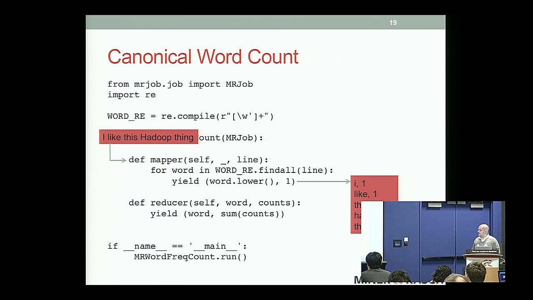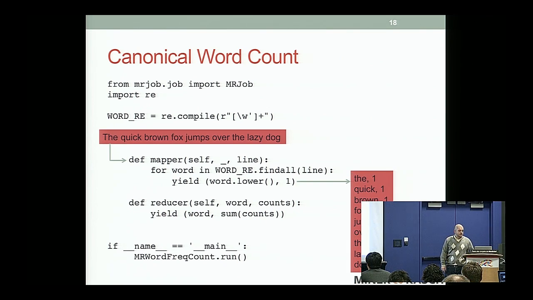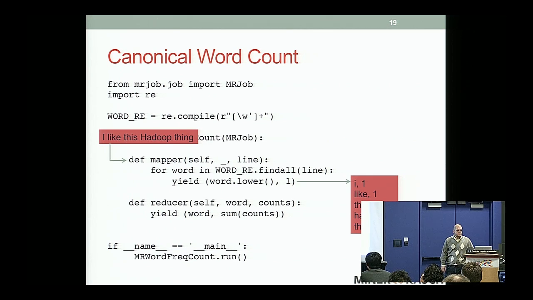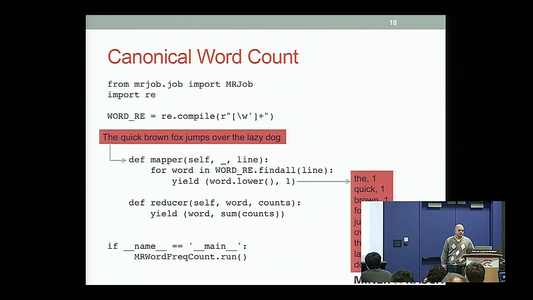So then in the reducer, I get the key, or I'm sorry. Let's do another example. We just have, I like this Hadoop thing, and then it comes out again. If you can imagine, let's say this line was processed on node 37, this line was processed on node 99, right? It's all doing the same thing. It's the same function, but different lines of text.